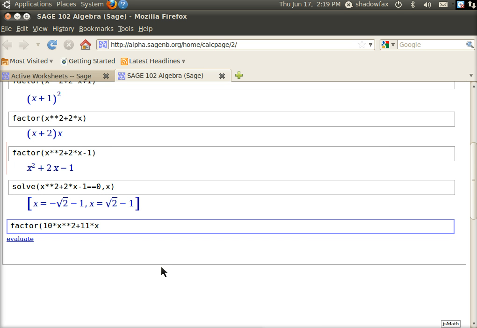Let's see, plus 11x minus 6. I think that's factorable. What multiplies to negative 60 and adds to 11? Multiplies to negative 60 but adds to 11. Let's see.